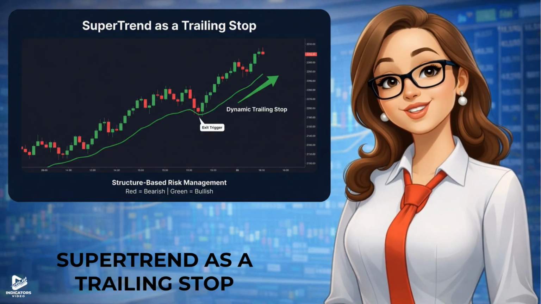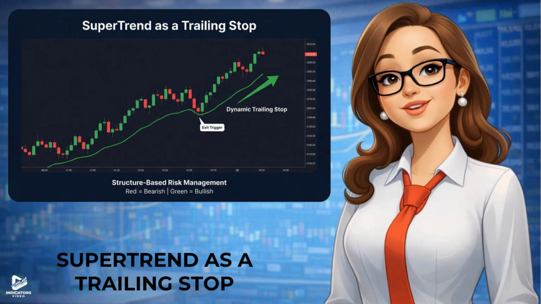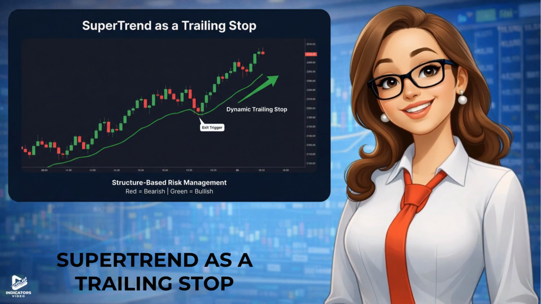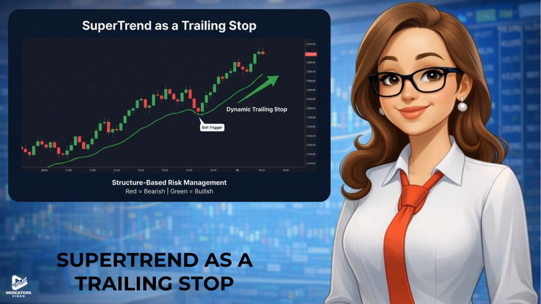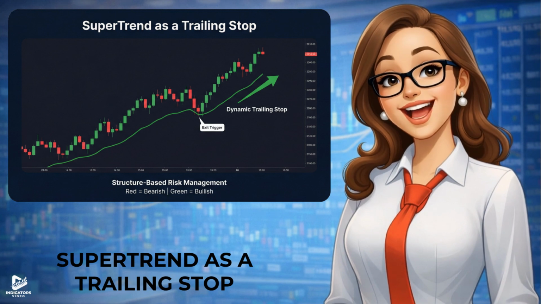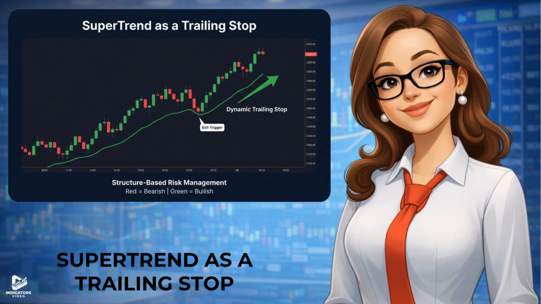One of the strongest uses of SuperTrend is not entry. It's exit. SuperTrend acts as a dynamic trailing stop. As price moves higher, the line moves higher. If price closes below it, that's potential invalidation. This removes guesswork. You're not asking, should I exit? You're following structure. That's powerful.